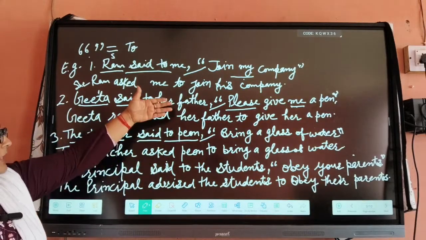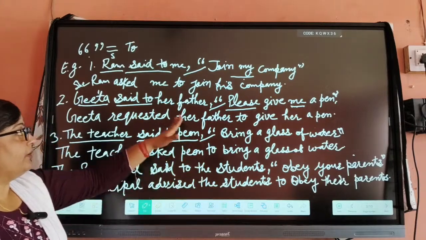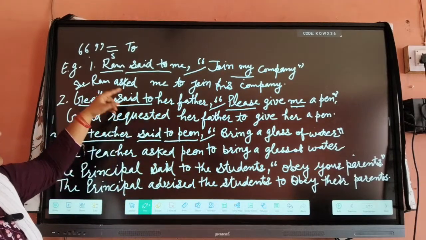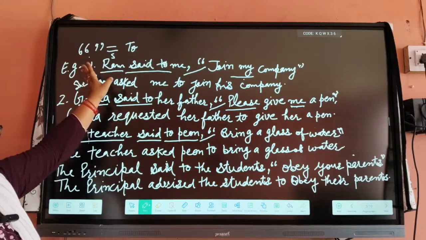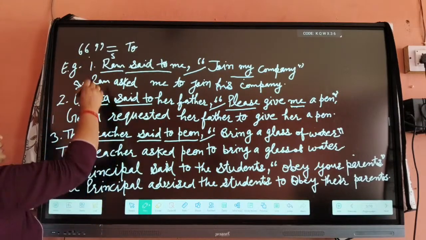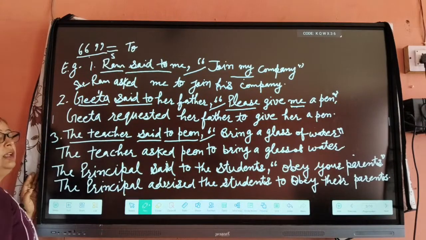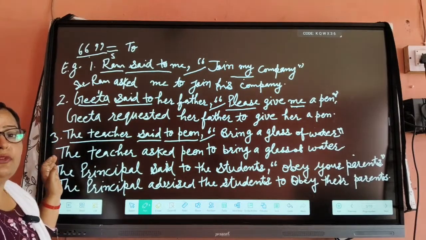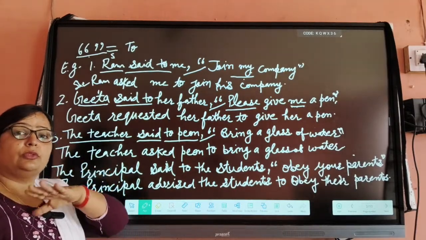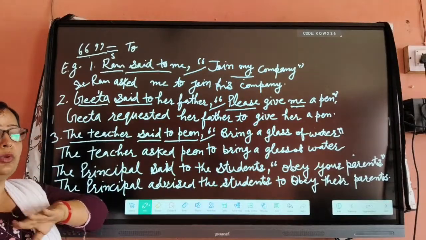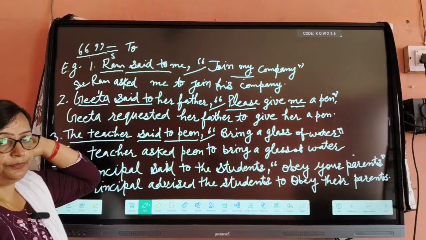For example, these are some examples. And what we should keep in mind is that when we change the narration of an imperative sentence, first of all, when we change the inverted commas, we have to put to in place of inverted commas.